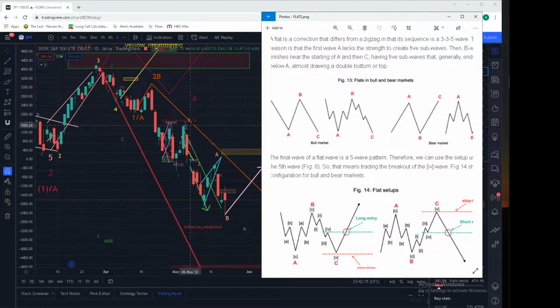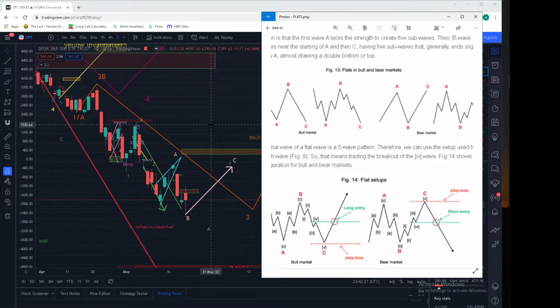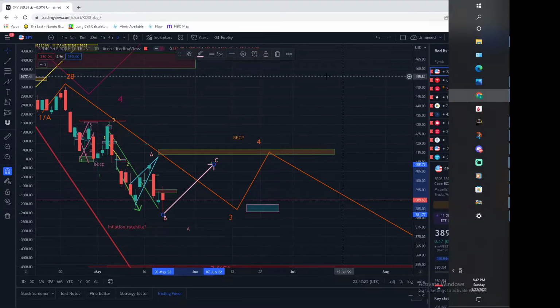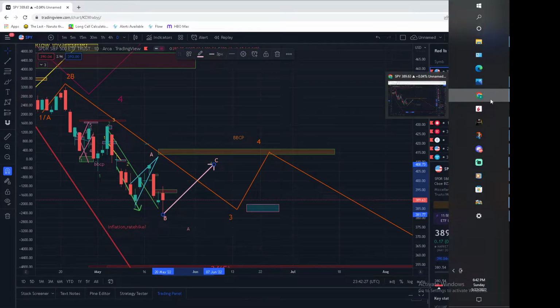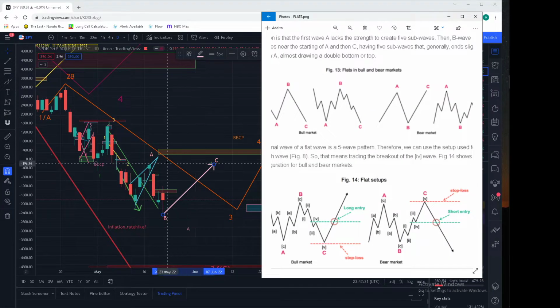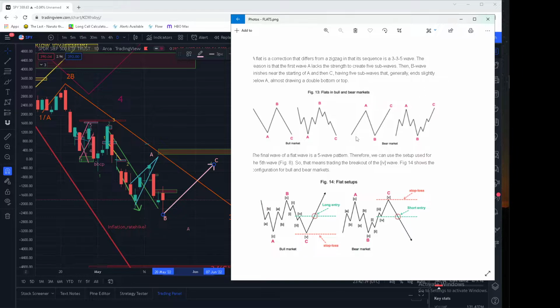All right, so we have a flat correction in a bull market and a flat correction in a bear market. So here's the flat correction that I'm looking at right now, and since this is a bear market, this is kind of what it's looking like here. I wish I could draw on that, but I can't.